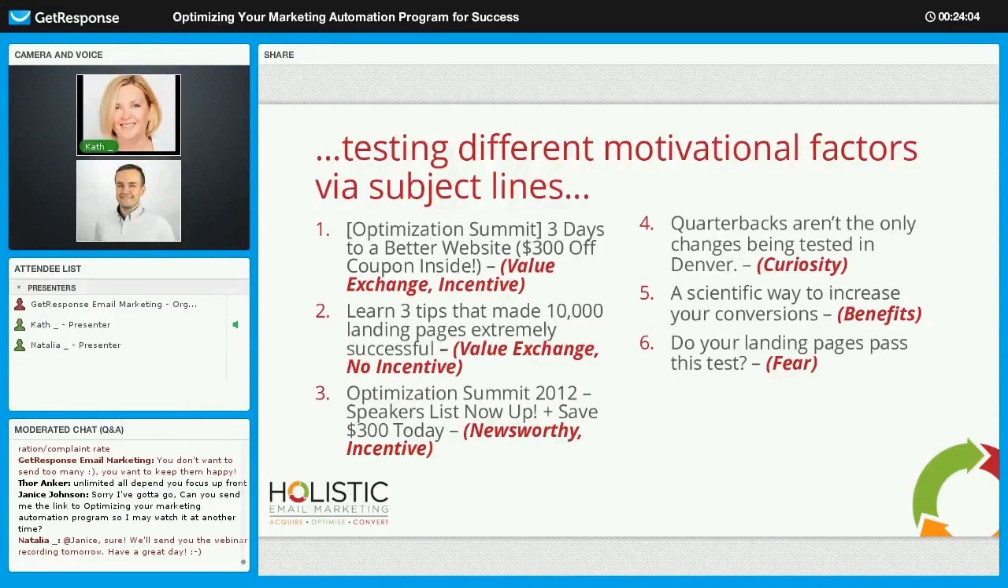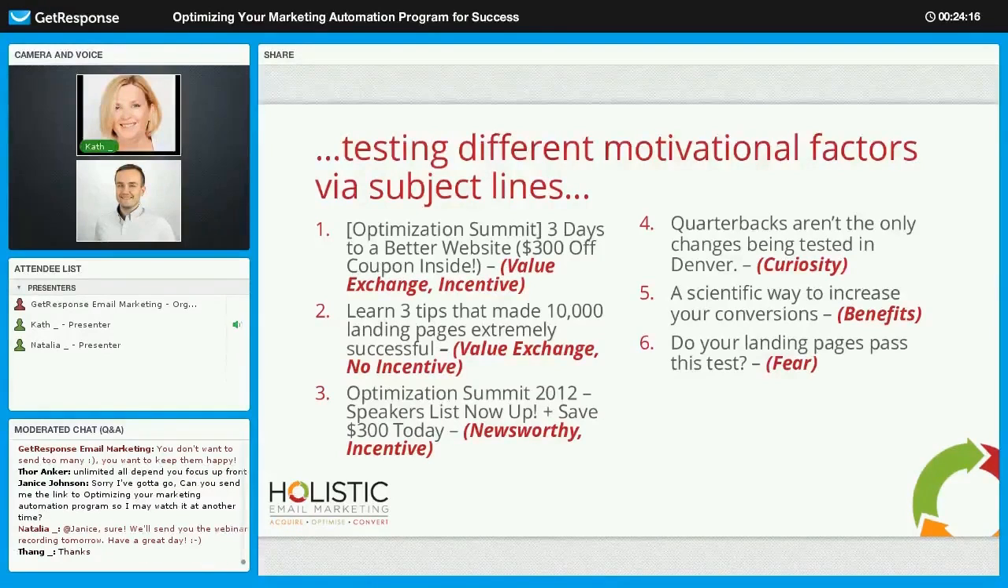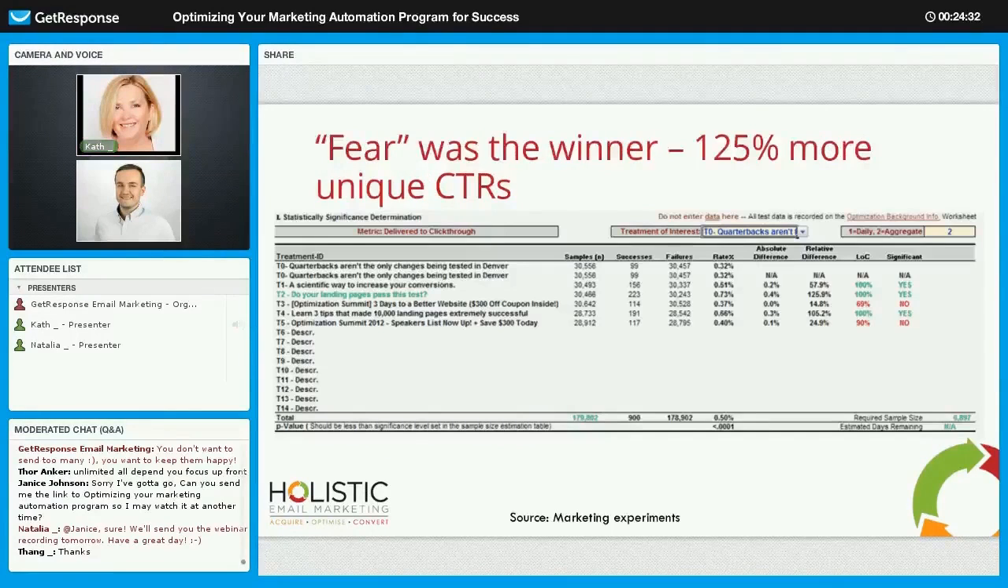So here, I'm not going to read the subject lines, but I'm going to read the motivational factors, which are in red. Number 1, value exchange and incentive. Number 2, value exchange, no incentive. Number 3, newsworthy incentive. Number 4, curiosity. 5, benefits. 6, fear. So we can see they're all different motivations. What's the driver? What are we tapping into here? What's the person's motivation for opening up this email? And we can see that the fear factor actually was the winner in this case. It drove 125% more unique click-throughs.